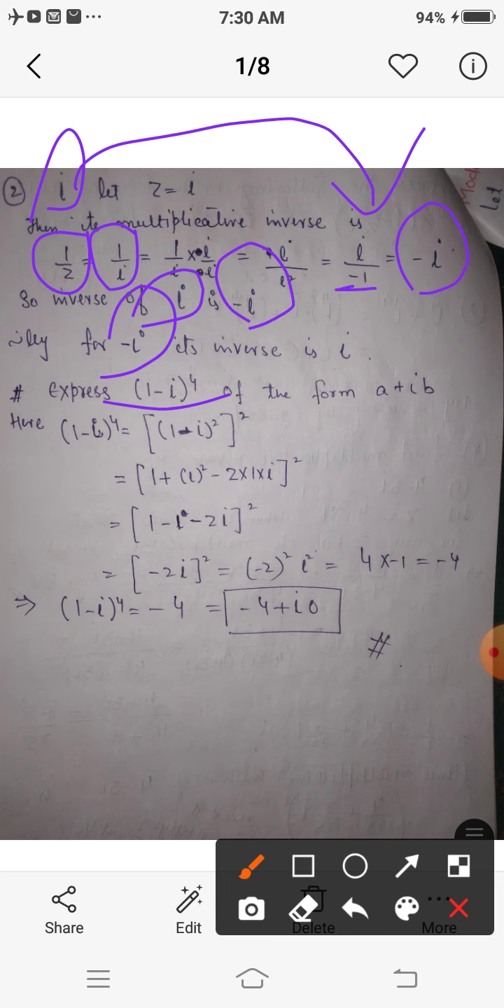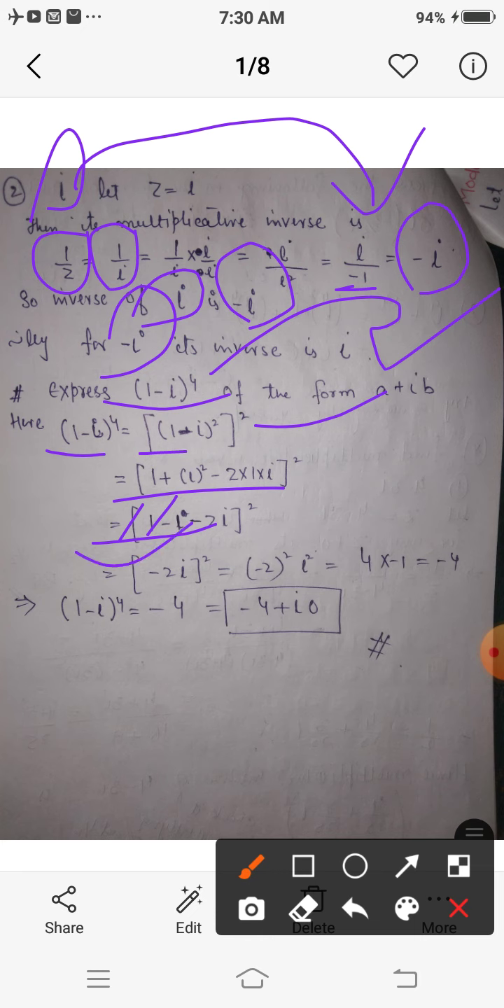So we have to change this into the form of a plus ib. Now (1 minus i)^4 can be written, by breaking this 4, as ((1 minus i)^2)^2. Using the identity (a minus b) squared equals a squared plus b squared minus 2ab, this is 1 plus i squared minus 2 into 1 into i. Now i squared is minus 1, so it is minus 2i whole squared, which is (minus 2) squared into i squared, that is 4 into minus 1, which is simply minus 4.